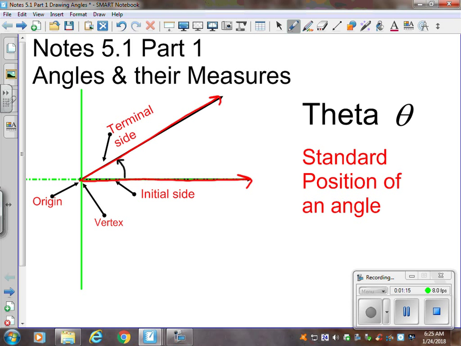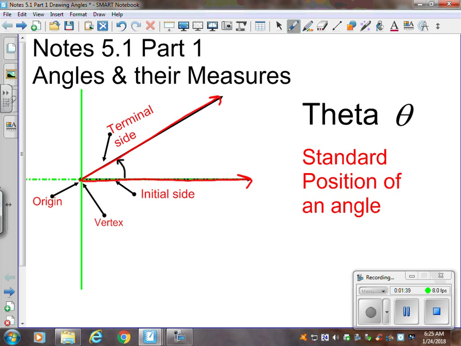And this arrow that's inside of the angle shows which way it opens from the initial side towards the terminal side, and that's why there's an arrow in there with this arc. You must put arrows on both ends of your angle as well. Now all of these angles have a vertex, and that vertex must be at the origin of the graph.